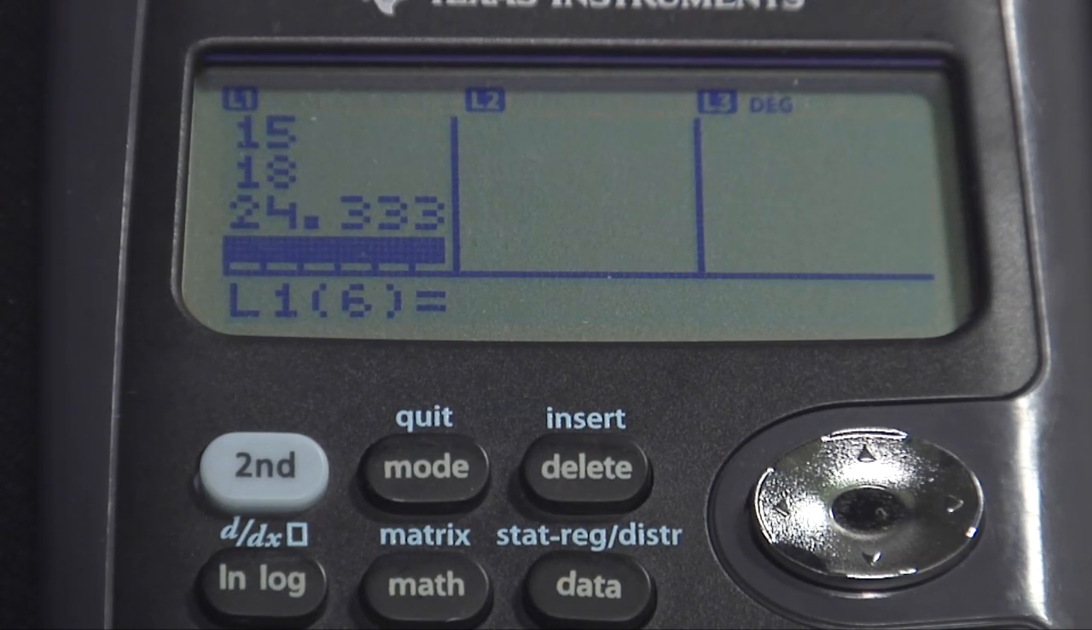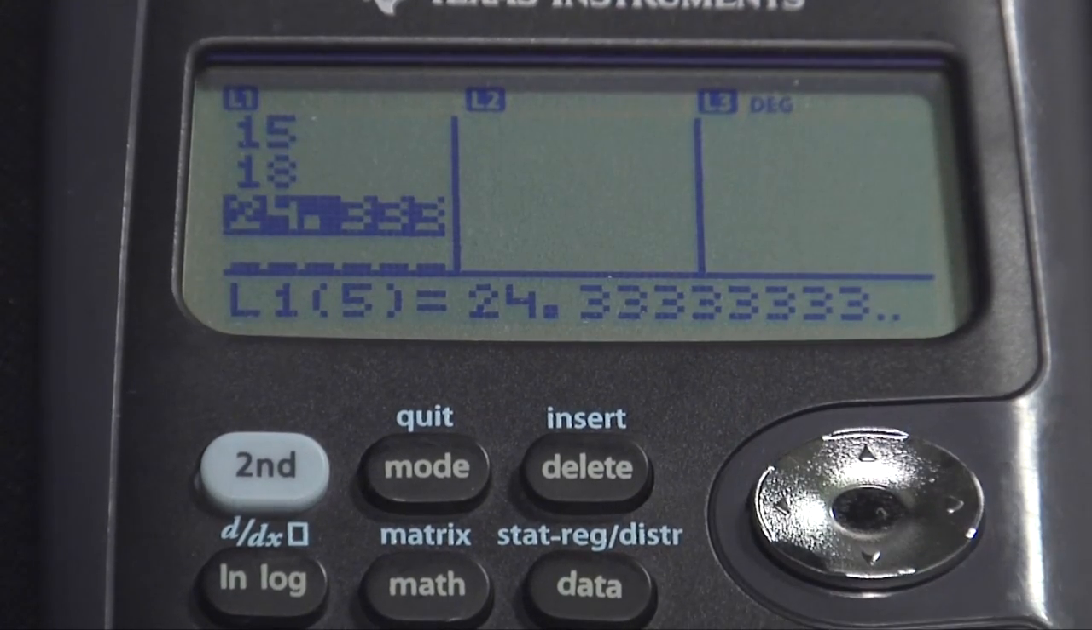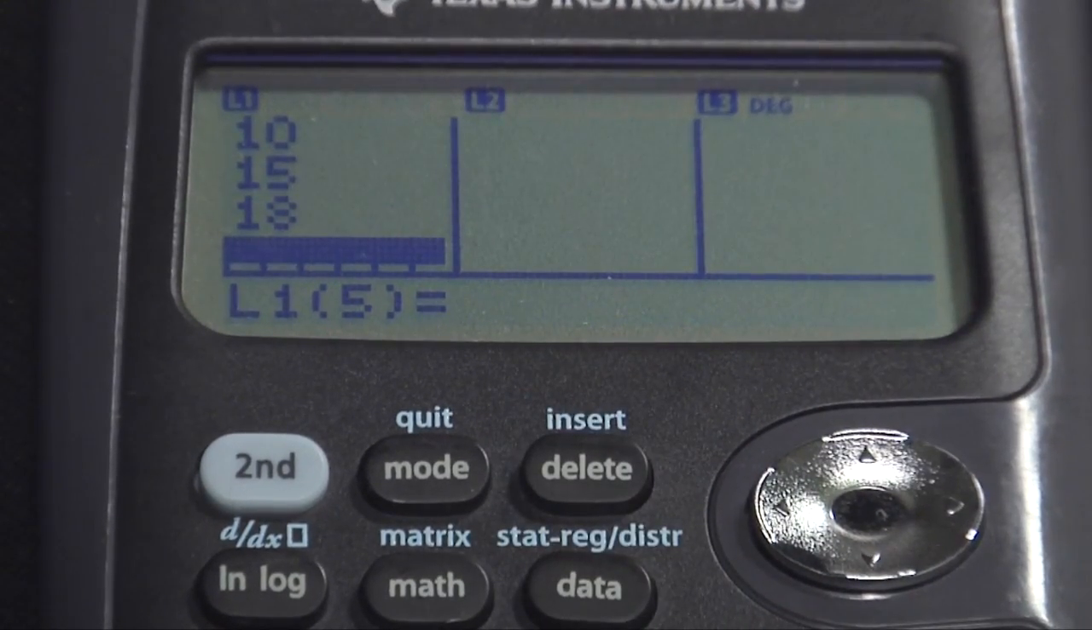Now, what if I need to use that list again? That number is now part of my list, and I don't want that. So after I've recorded any information I need, I'm going to come up to the 24 and delete that entry, so I'm back to my original 4 numbers.